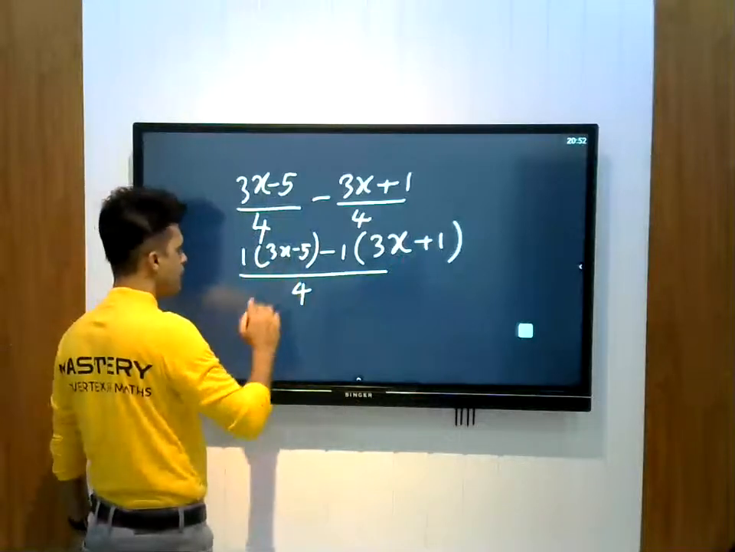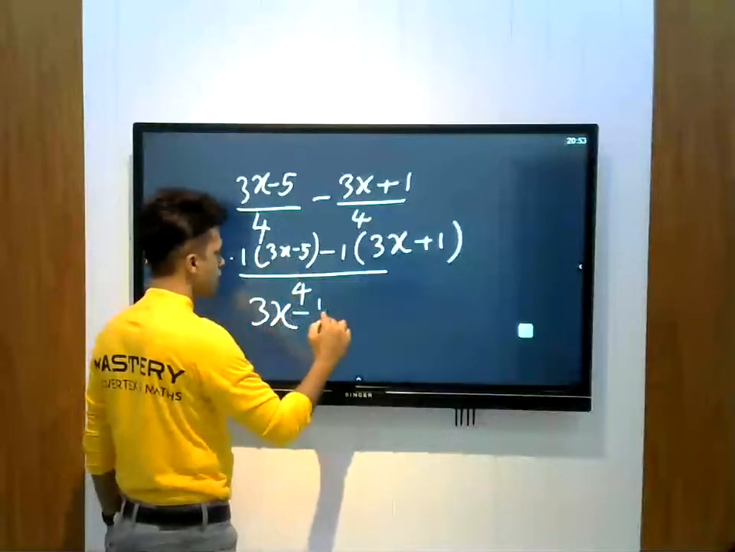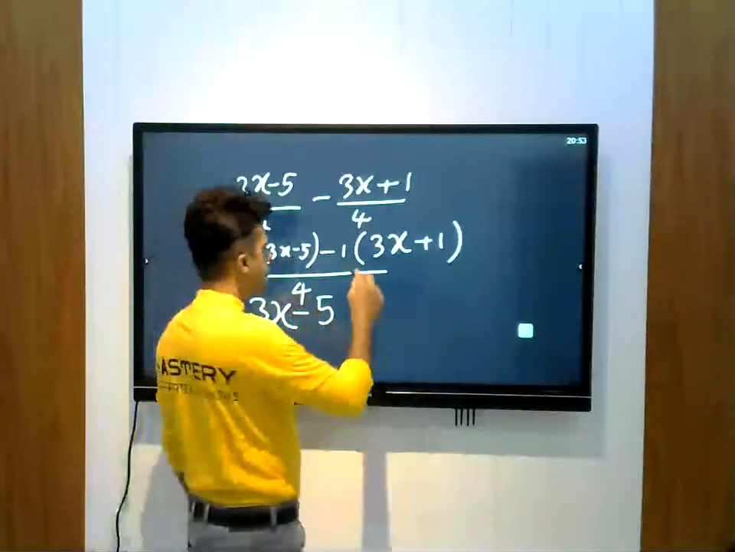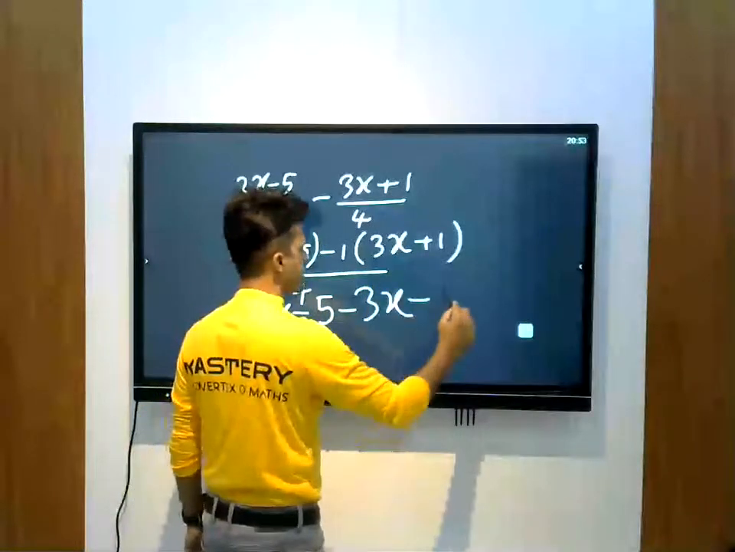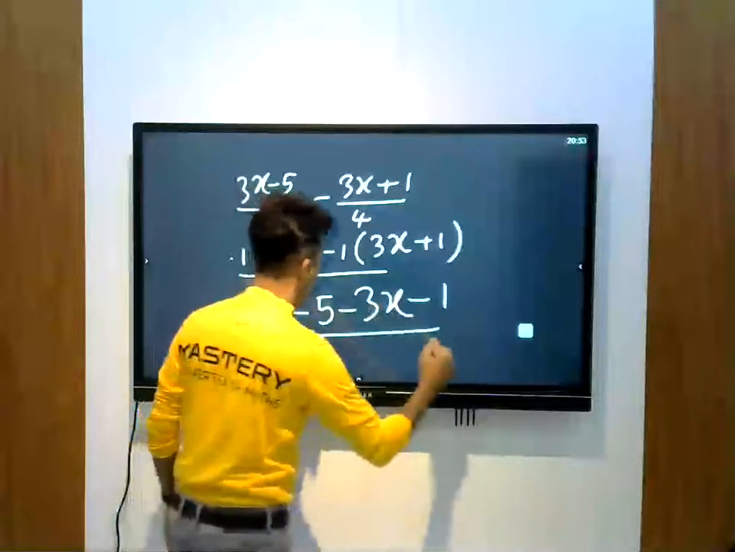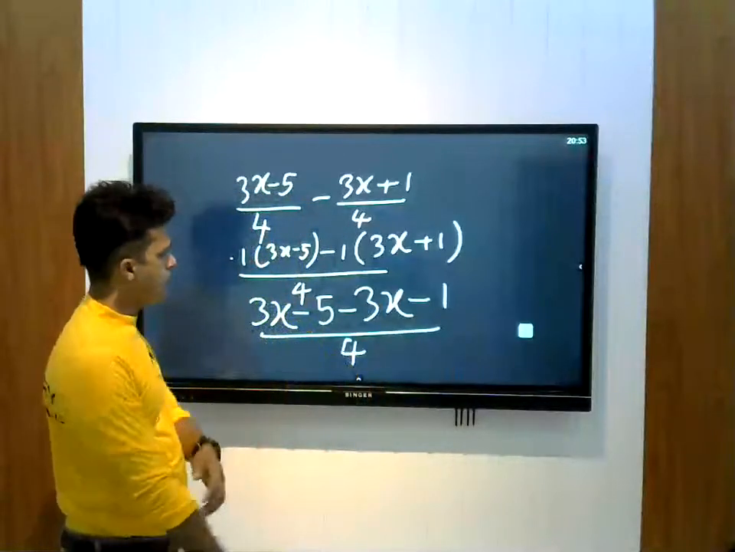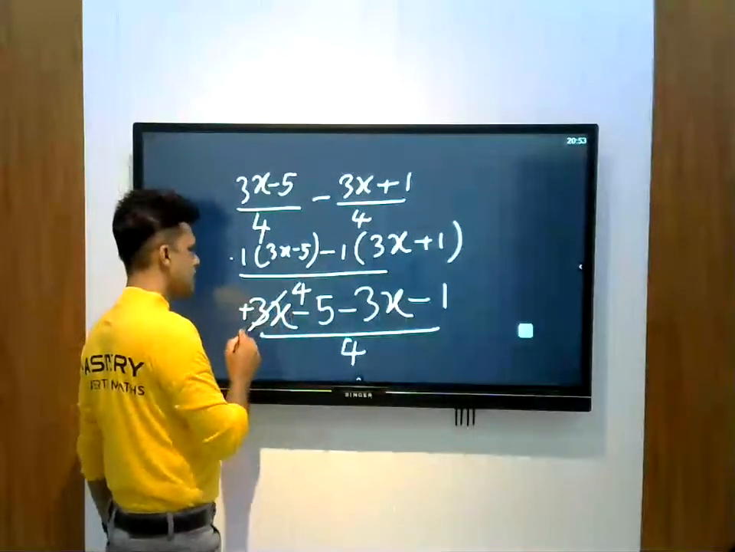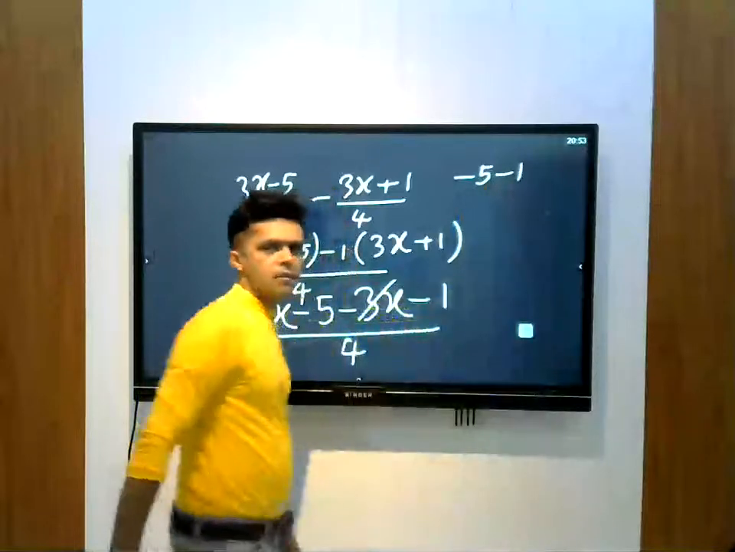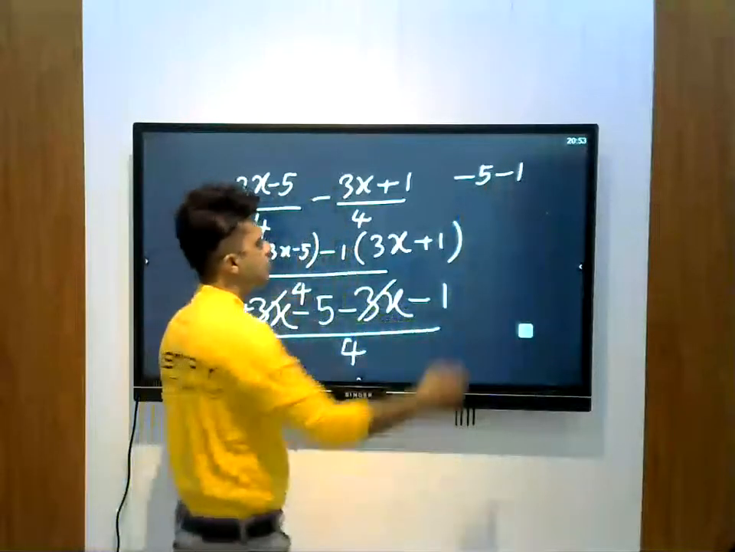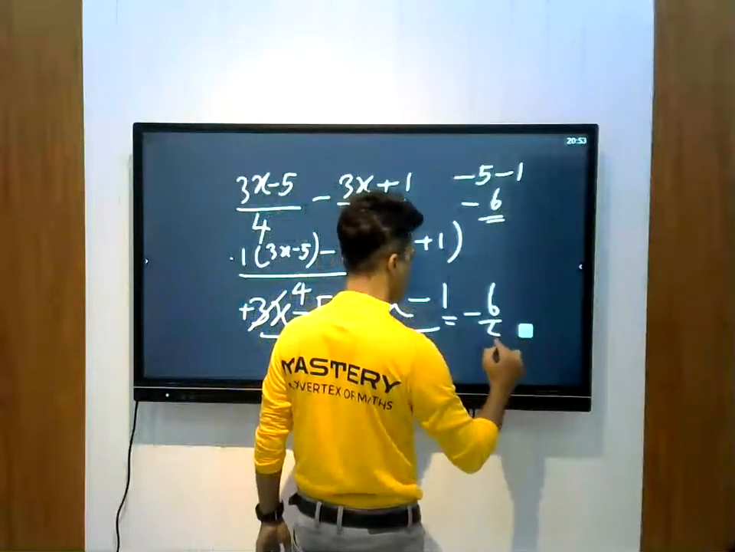Now simplify. 1 into 3x is 3x. 1 into plus into minus, minus 5. Minus into plus is minus 3x. Minus into plus is minus, 1 into 1 is 1 over 4. Now simplify the like terms. Plus 3x and minus 3x can be simplified. Minus 5 and minus 1. Minus 5 minus 1, the answer is minus 6 here. So the answer is minus 6 over 4.